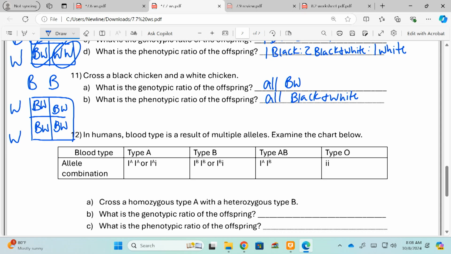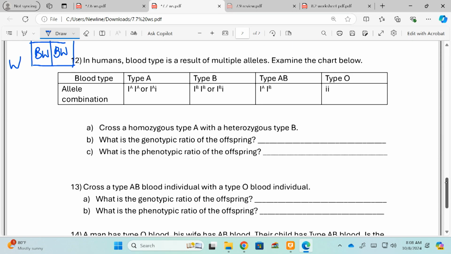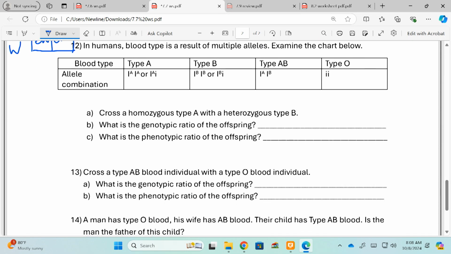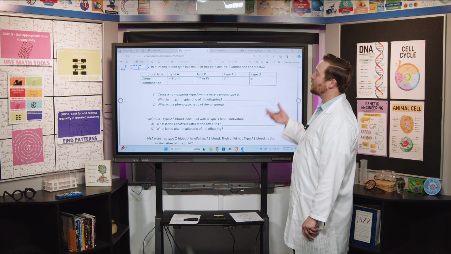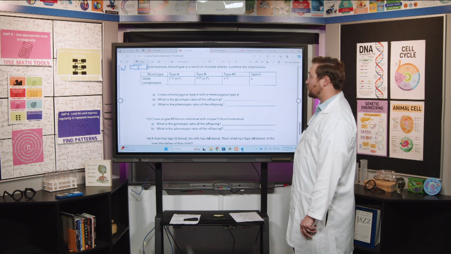Alrighty, great. All right, so the last couple of questions here are dealing with blood types. The blood typing questions are super important for the state test. I know they can be confusing, but let's just make sure we're practicing on these, and that's going to clear up some of the confusion that we're having.